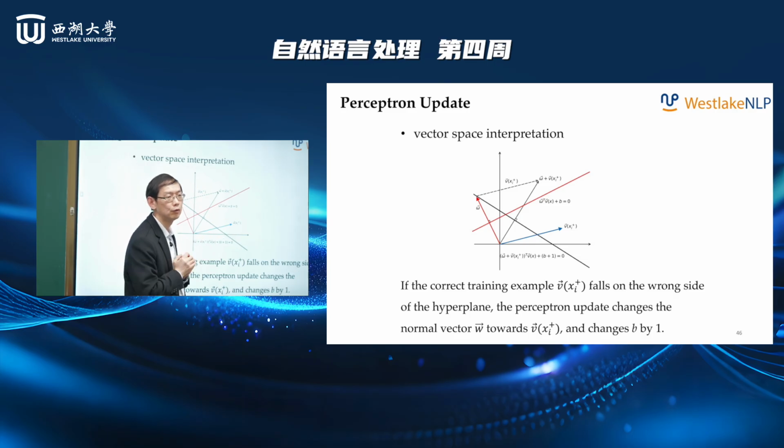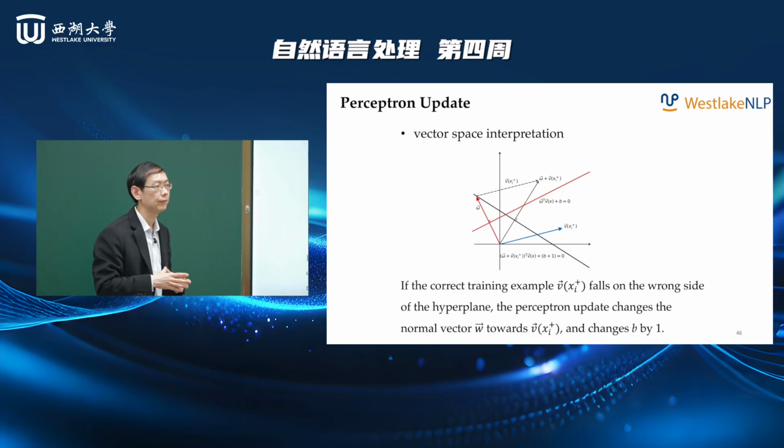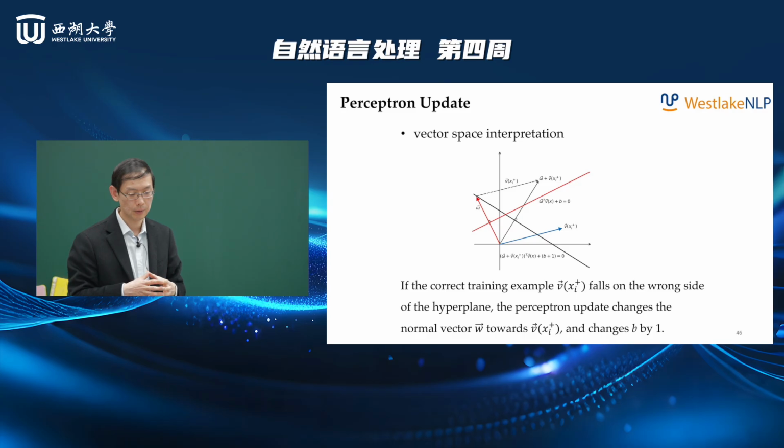Similarly, you add 1 to B. Adding 1 to B shifts the hyperplane downward. So more likely the instance will be above the hyperplane. That's the intuition.